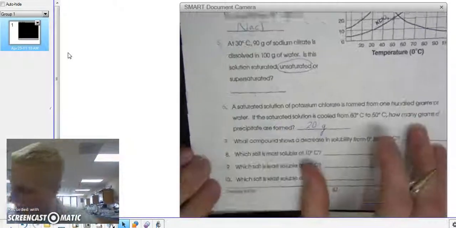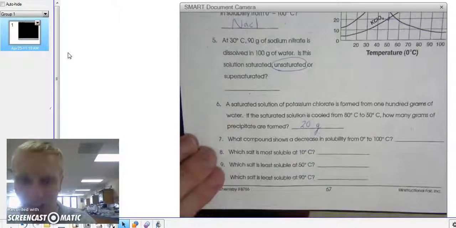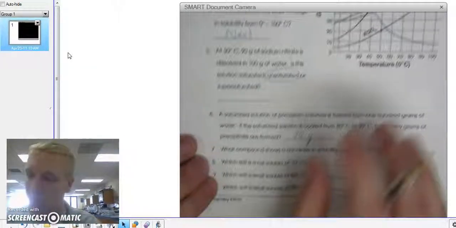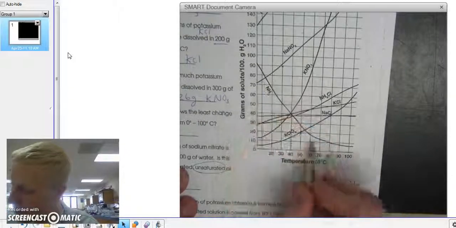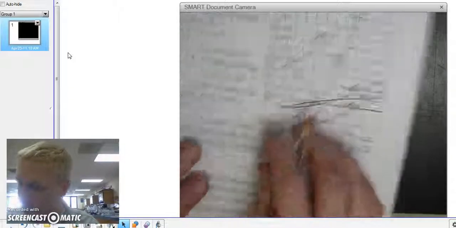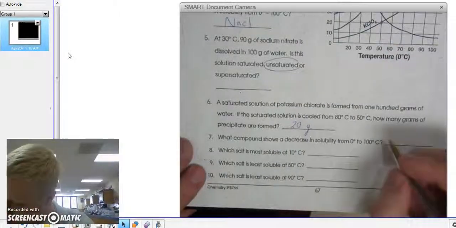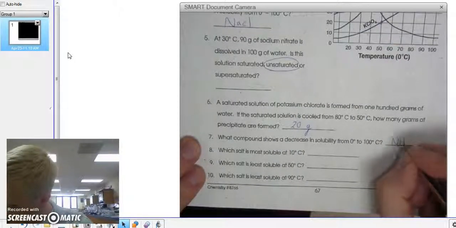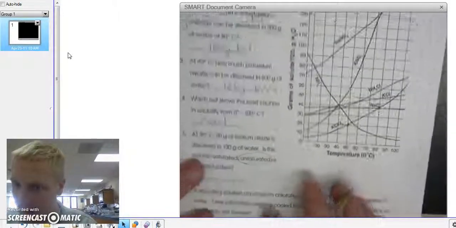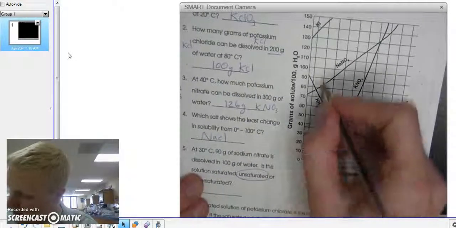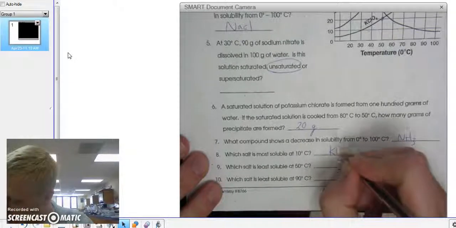Alright, almost done. We got question 7. What compound shows a decrease in solubility from 0 to 100? So from 0 to 100, the only one that's decreasing in solubility is NH3. Which salt is most soluble at 10 degrees Celsius? At 10 degrees Celsius, the salt that is most soluble is potassium iodide, KI.